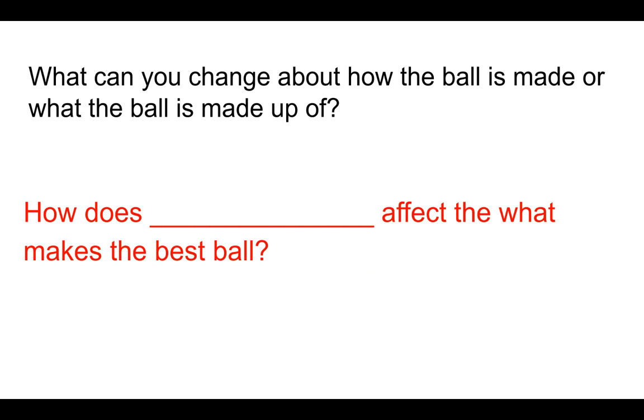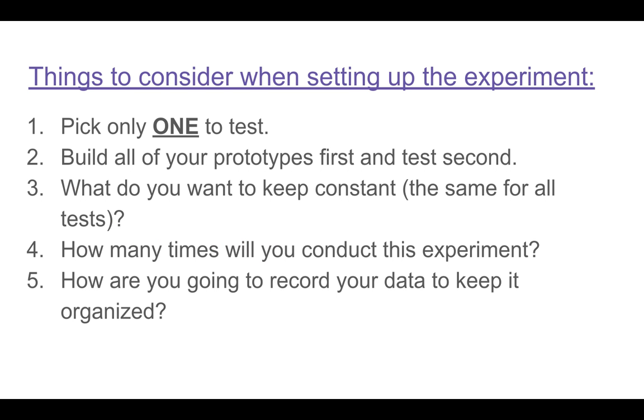So stop and think. What could you change about how the ball is made or what the ball is made up of? You want to be able to ask the question, how does blank affect what makes the best ball? This could be, how does size affect what makes the best ball? Or how does material affect what makes the best ball? How does weight affect what makes the best ball? You're going to decide what variable you want to change in your testing.